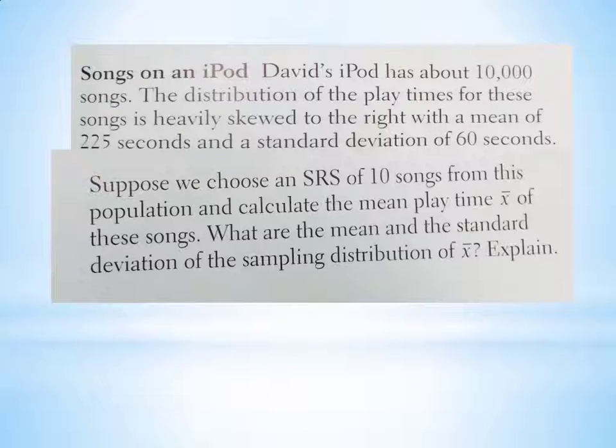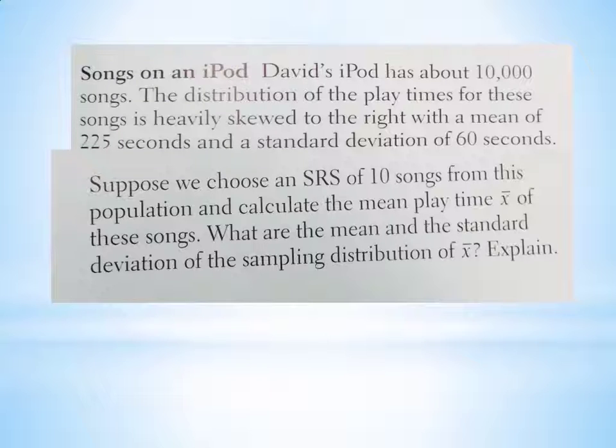David's iPod has 10,000 songs. The distribution of playtimes for these songs is heavily skewed to the right, with a mean of 225 seconds, standard deviation of 60 seconds. Suppose we choose an SRS of 10 songs from this population and calculate the mean playtime of these songs. What are the mean and standard deviation of the sampling distribution?